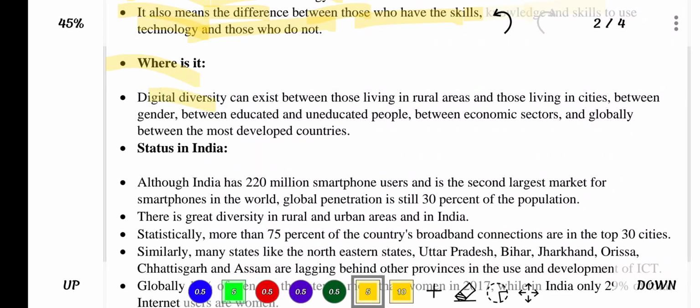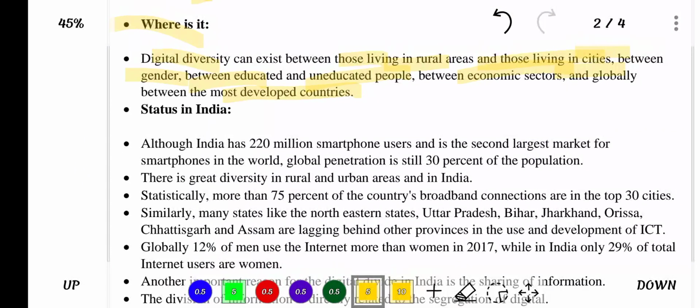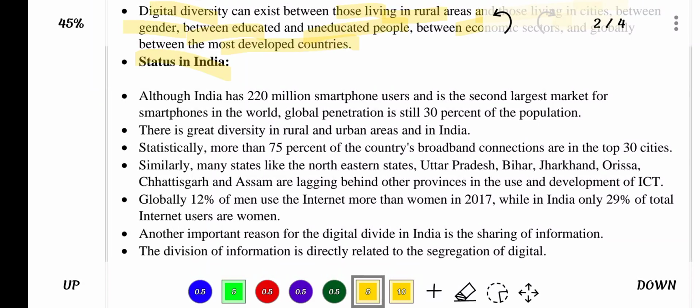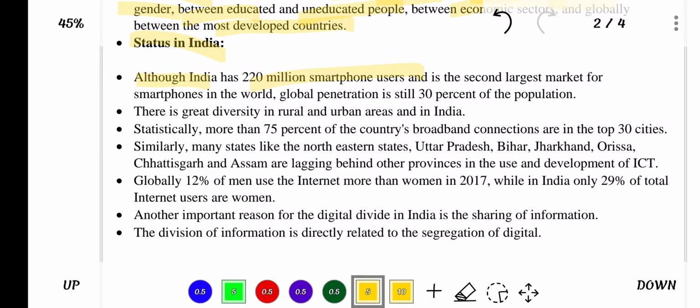Where does it exist? The digital divide can exist between those living in rural areas and those living in cities, between genders, between educated and uneducated people, between economic sectors, and globally between the most developed countries. Status in India: although India has 220 million smartphone users and is the second largest market for smartphones in the world, penetration is still 30% of the population.